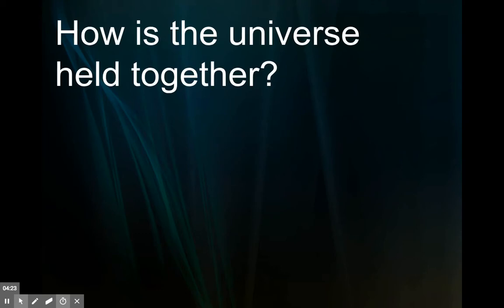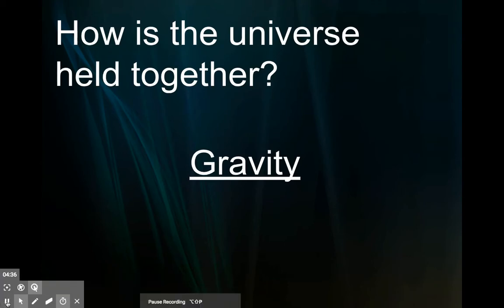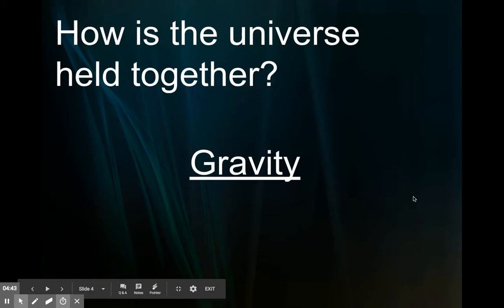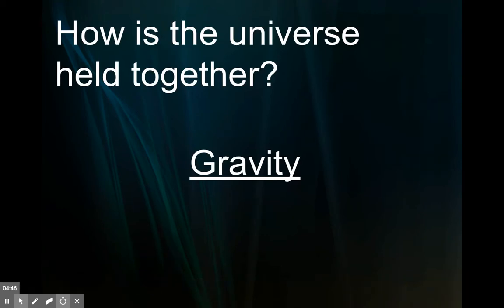How is the universe held together? So the universe is held together by gravity. The gravitational attraction is what's keeping it together. Gravity is affected by two things: the mass of an object and the distance between the two. All right. So the attraction is affected by the mass, which is not weight, and the distance between the two.